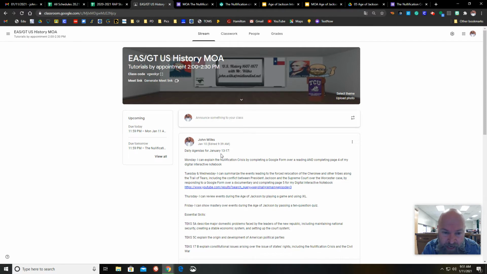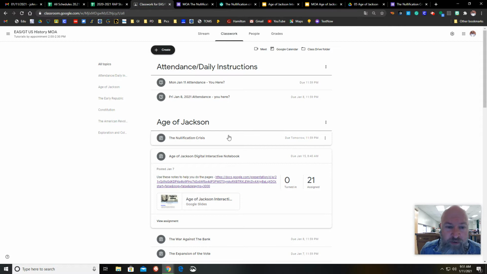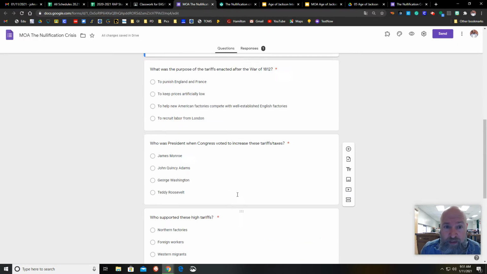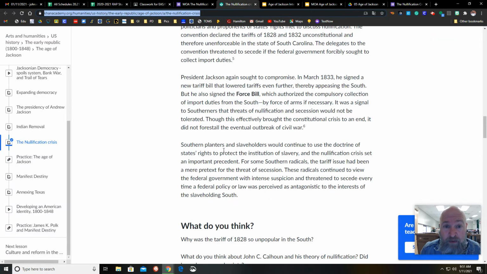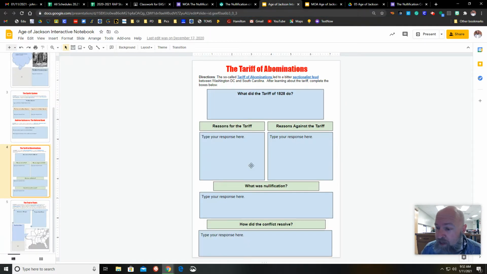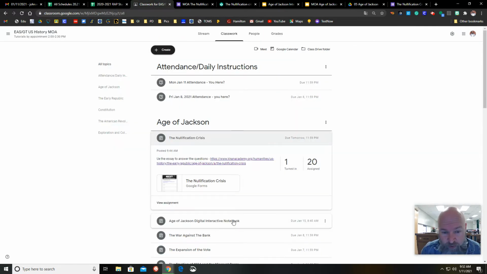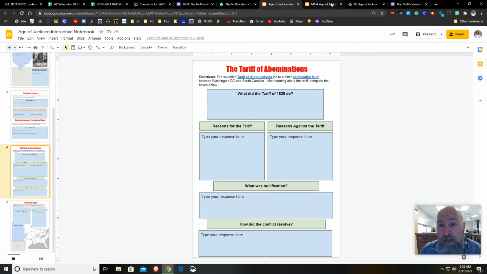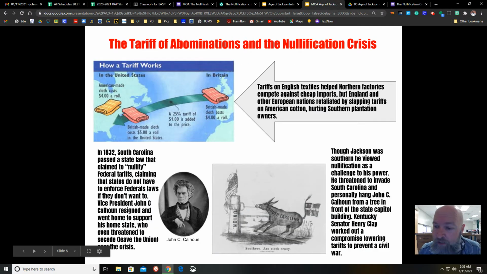And our agenda today says I can explain the nullification crisis by completing a Google form over a reading and completing page 4 of my digital interactive notebook. So let's talk about the nullification crisis, okay? I give you a Google form, which looks like this, right? And I give you a reading, which is a little bit different. It's on Khan Academy today. And on your interactive notebook, we have page 4. You can get to your Age of Jackson interactive notebook here. And if you open our notes, we get on slide number 5, the story of the nullification crisis.